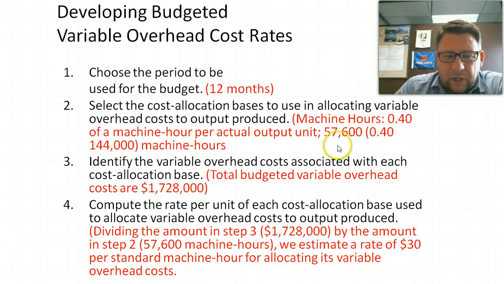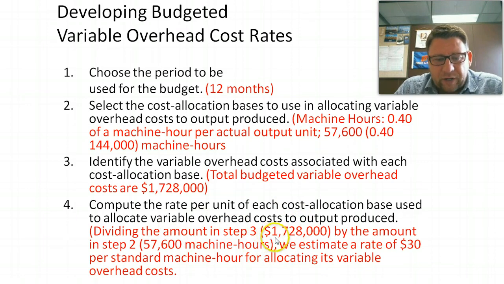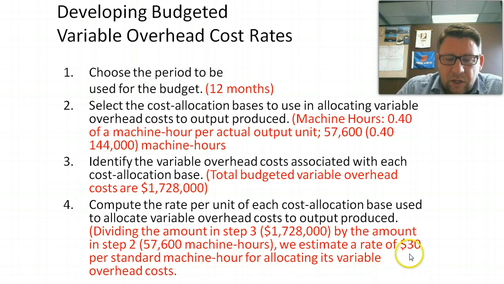This should say times. So 0.4 times 144,000 units gives us 57,600 machine hours. Our total budget for variable overhead cost is 1.7 million. So now we can figure out this rate, right? The 1.7 million divided by the 57,000 machine hours gives us a standard rate of $30 of variable overhead cost per machine hour.